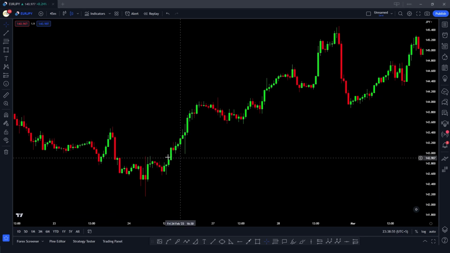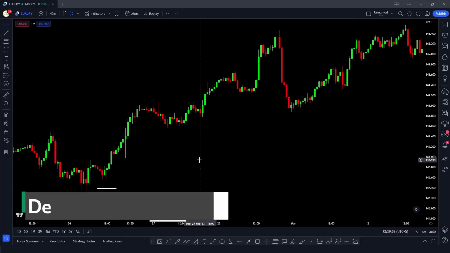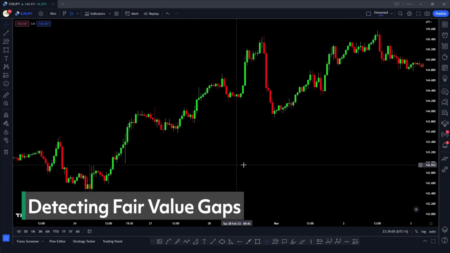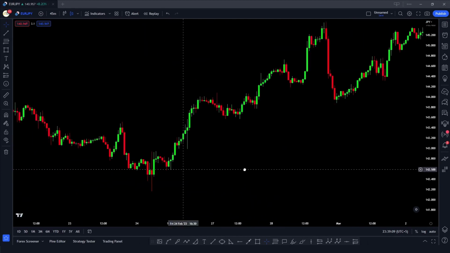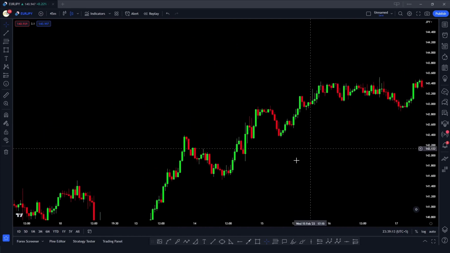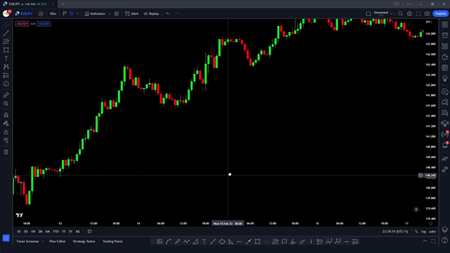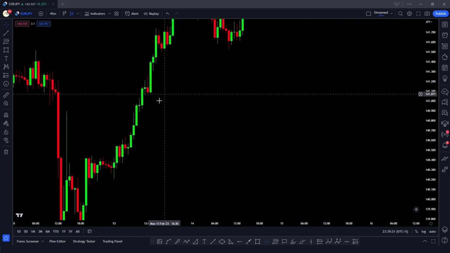So until this gap is fulfilled, there is a trading opportunity that we can take. But before we do that, we have to know how you can detect the fair value gaps in the market. And the way you detect the fair value gaps in the market is you have to look for impulsive moves in the bullish or bearish direction. For example, if we just go here, we can see that there are a lot of impulsive moves in the bullish direction at this area here.